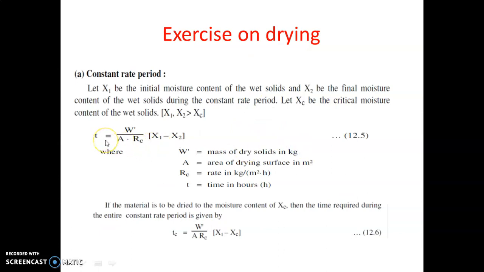So this is the formula: T is equal to W dash divided by A into RC, into X1 minus X2. Here T is the time in hours, the time required for drying. W dash is the mass of dry solid in kg. A is the area of the drying surface in meter square, and RC is the rate in kg per meter square hour.